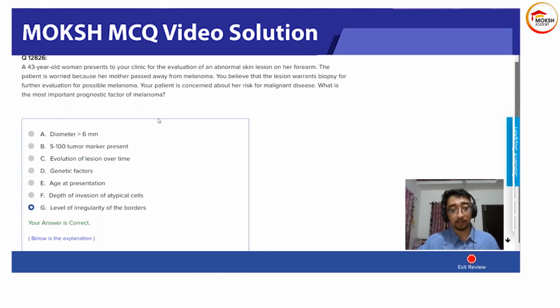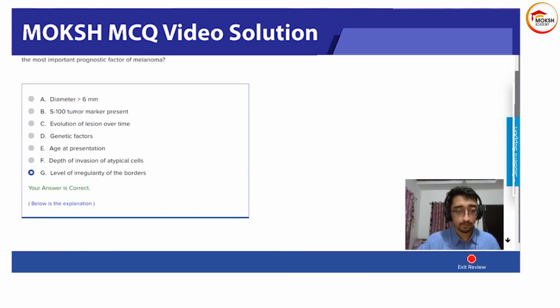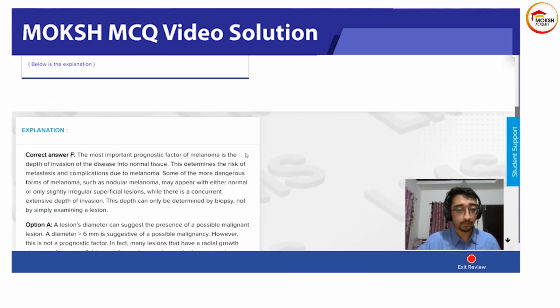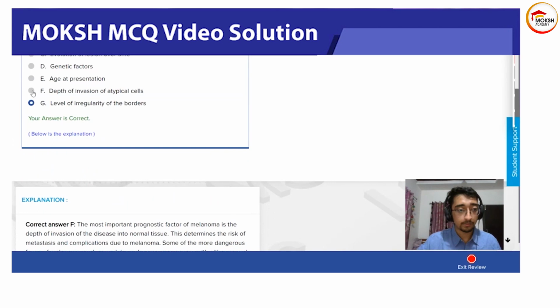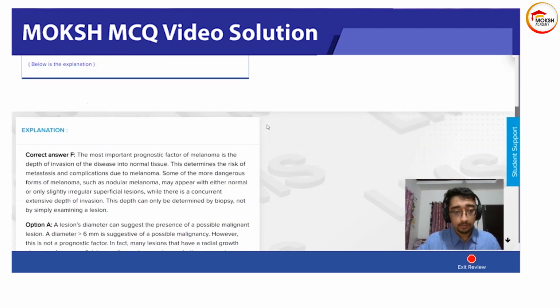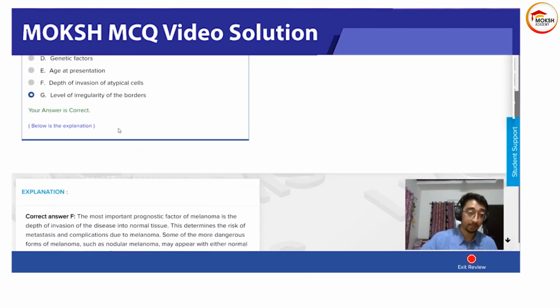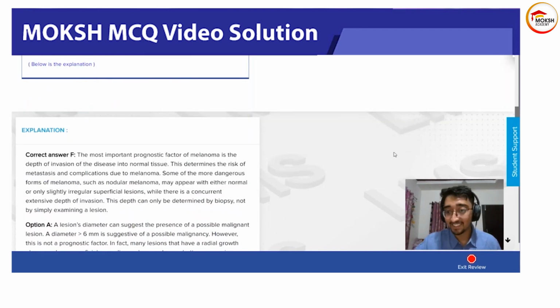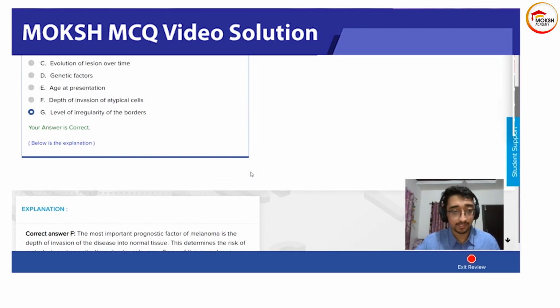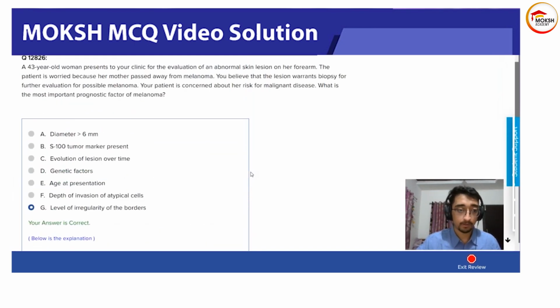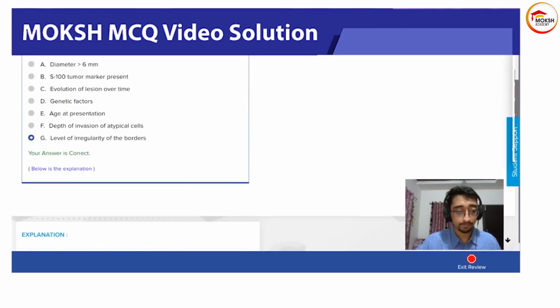And one second, I'm a bit confused here. The question should say the depth of invasion. Like, how is this right? Should F be the right answer here? Okay, F is the right answer somehow. Okay, anyway, the point is that depth of invasion is the most important thing for a melanoma. Most important prognostic factor, that is.